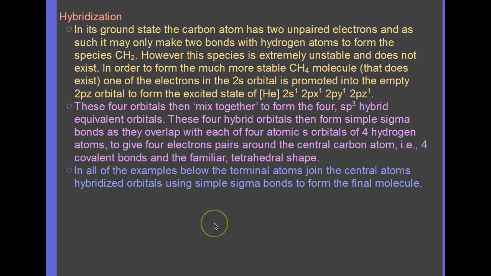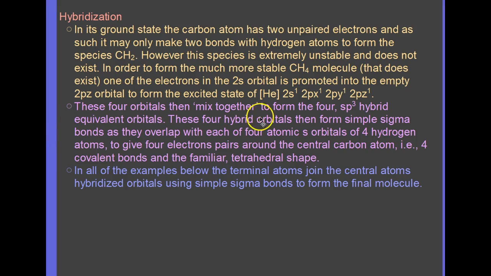So hybridization. In its ground state, the carbon atom has 2 unpaired electrons, and as such, it may only make 2 bonds with hydrogen atoms to form the species CH2. However, this species is extremely unstable and does not exist. In order to form the much more stable CH4 molecule that does exist, one of the electrons in the 2s orbital is promoted into the empty 2pz orbital to form the excited state of carbon, 2s1, 2px1, 2py1, 2pz1.